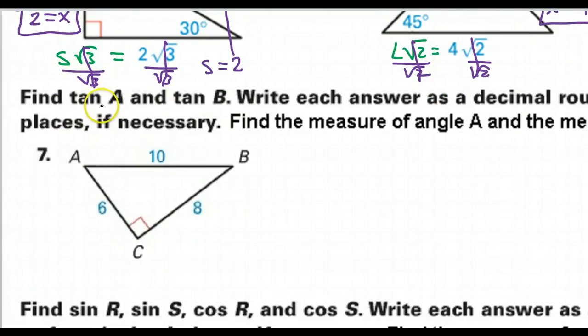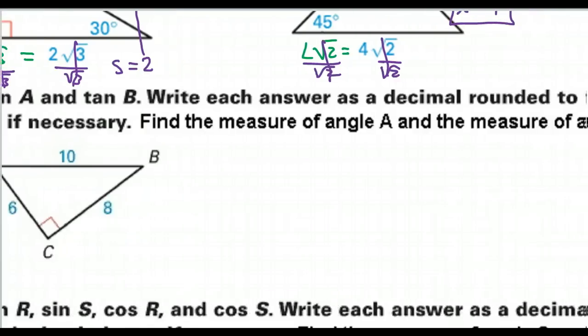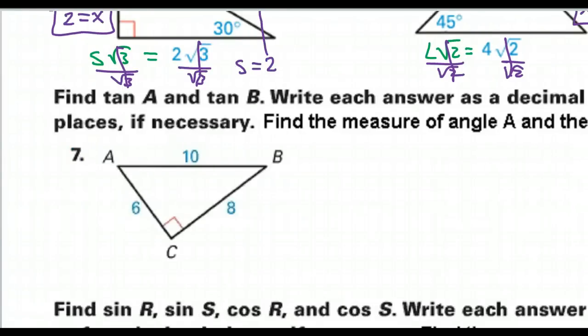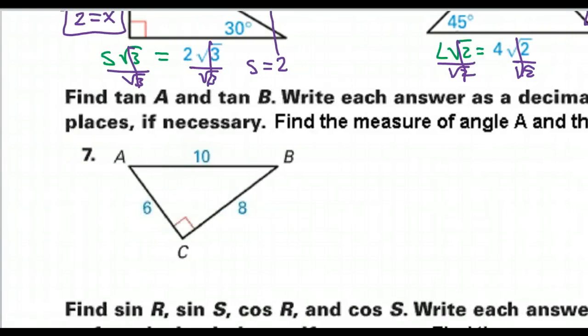Now, this is one of those problems that my students very, very often get wrong. Please pay attention to the fact that sometimes I ask you to find the measure of the angle, and then sometimes I don't. If I just say find the tangent of A, then you find the tangent of A and stop. But it looks like for this problem, I asked you to do both. So we're going to find tangent A and tangent B.